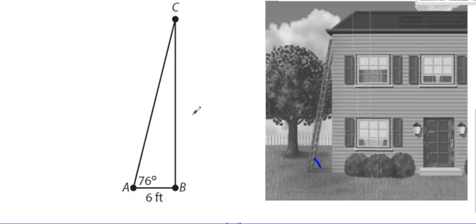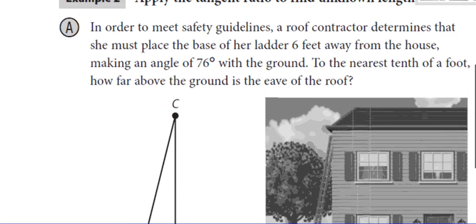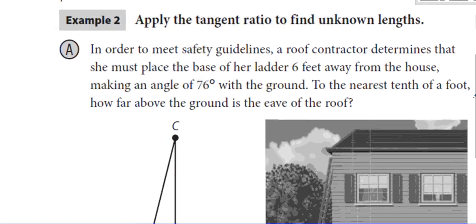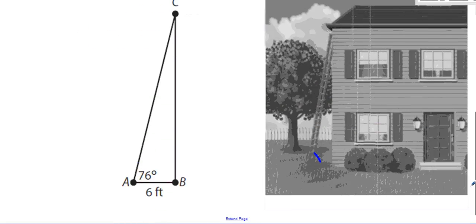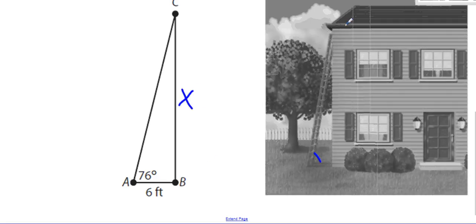And it wants to know how tall or how high the house is, basically, the eave of the roof. So that's going all the way up here. This is what we're trying to find, from the ground all the way up to the eave of the roof. To figure that out, we have a right angle, because you don't live in the Leaning Tower of Pisa. Your house should make a 90-degree angle with the ground. So a 90-degree angle, and a 76-degree angle over here.